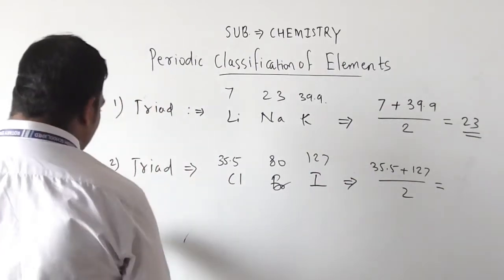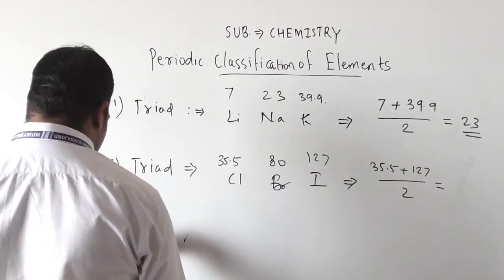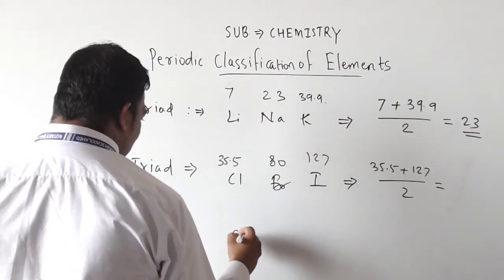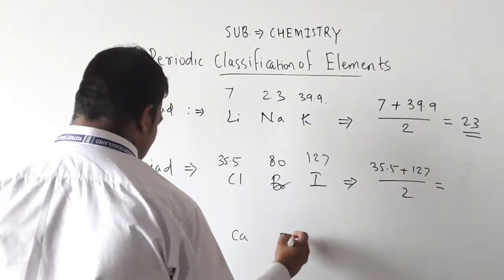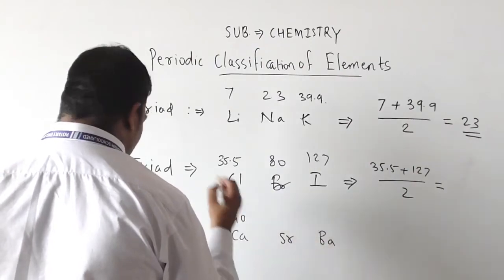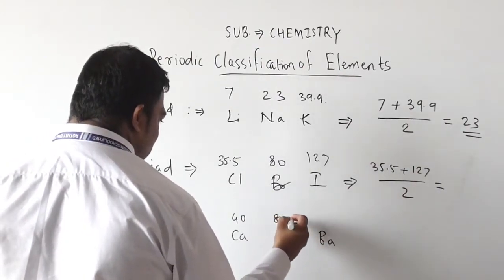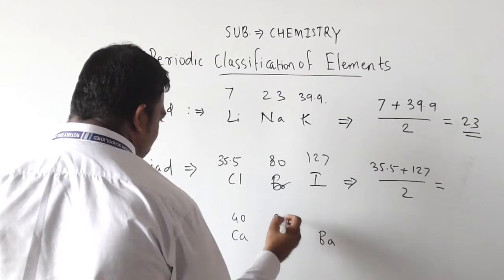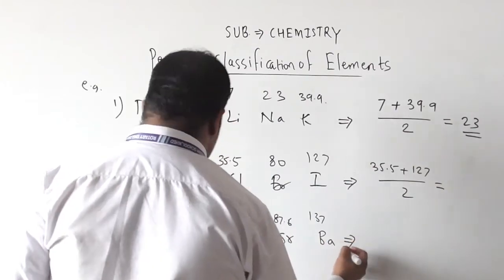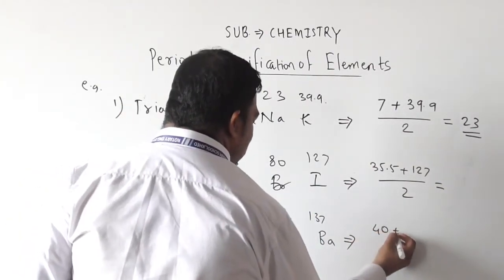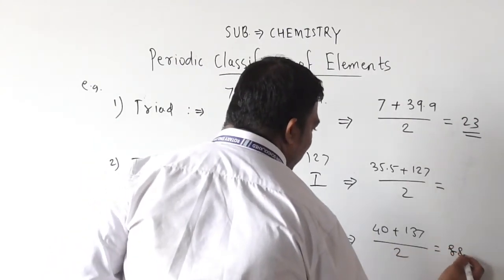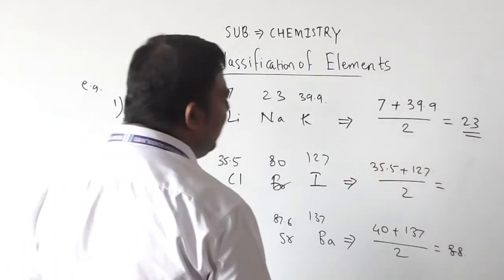Okay, now see the third triad. In the third triad what will happen? Calcium, then strontium, then barium. Calcium, as you know, is 40, strontium right now is 87.6, and barium is 137. So 40 plus 137 divided by 2 is nearly equal to what? You will get an answer of 88 point something.